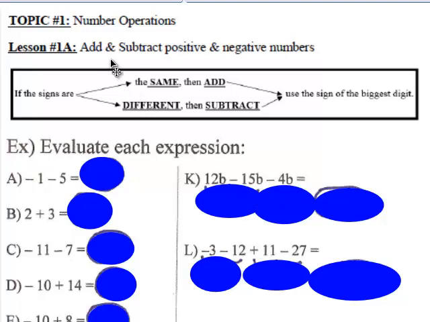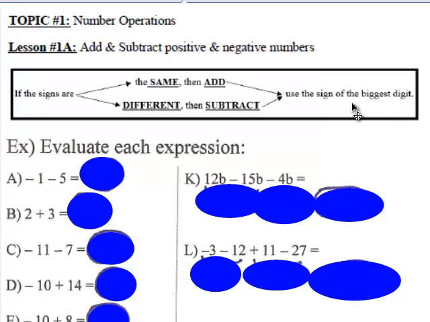Hello, this lesson is going to be on number operations. It's going to be lesson 1A, add and subtract positive and negative numbers. Basically, the rules of adding positive and negative numbers is if the signs are the same, you add the numbers. If the signs are different, then you subtract and you use the sign of the biggest digit.